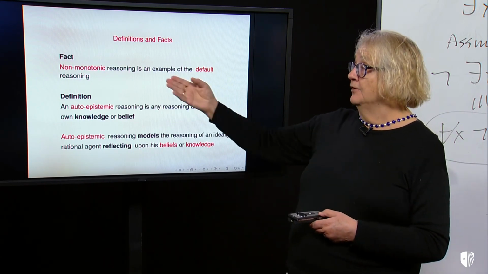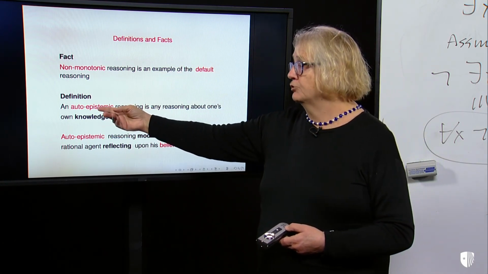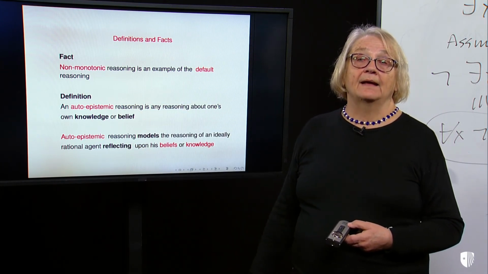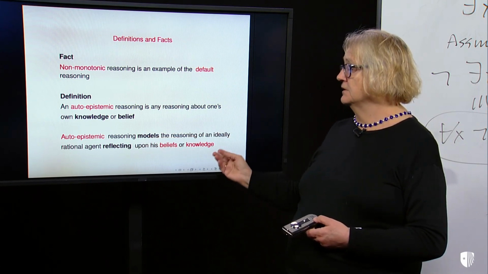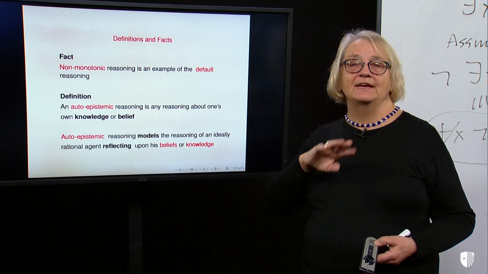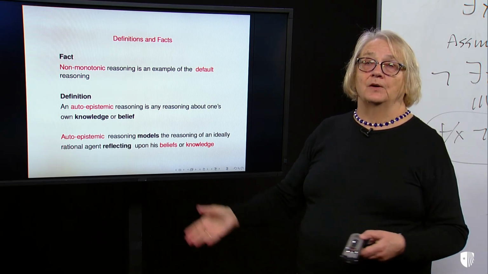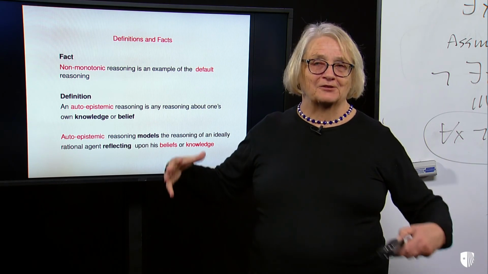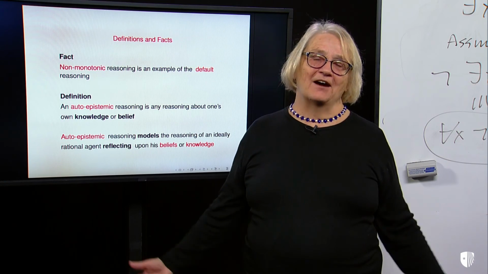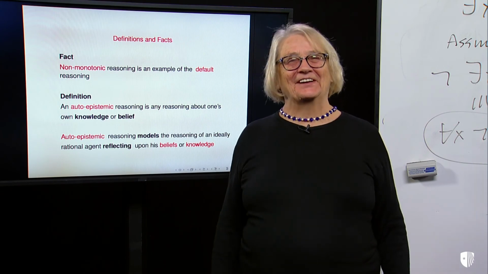Non-monotonic reasoning is an example of default reasoning, and autoepistemic reasoning is the reasoning about one's own knowledge or belief, and it models the reasoning of an ideally rational agent reflecting about his beliefs or knowledge. So that is the part, briefly putting together the computer science puzzles, and now we'll solve all those problems. They've been solved. Okay, thank you very much.